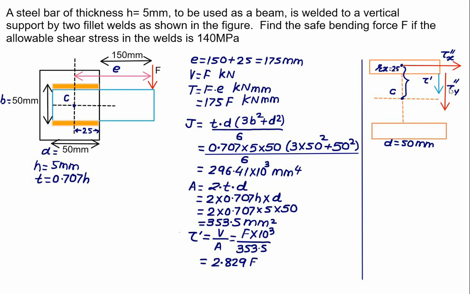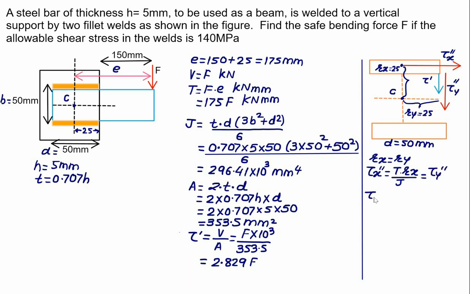Similarly, for tau y double prime, the perpendicular distance is this distance. We call this distance ry, and this distance is d by 2, again equal to 25 mm. So this time rx and ry have the same value. We know the shear stress tau x double prime is equal to torque multiplied by rx divided by polar moment of inertia J. Since rx and ry are the same, J is the same, and the torque also remains the same, tau x double prime is equal to tau y double prime.